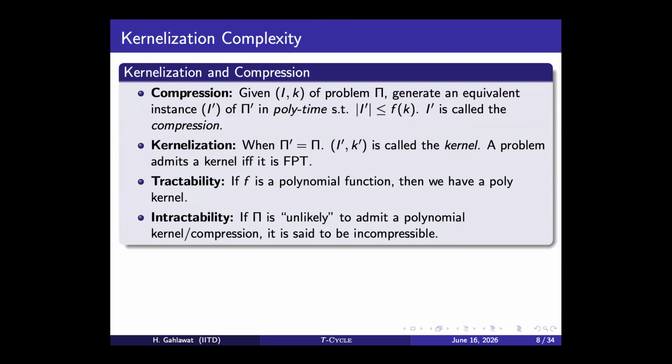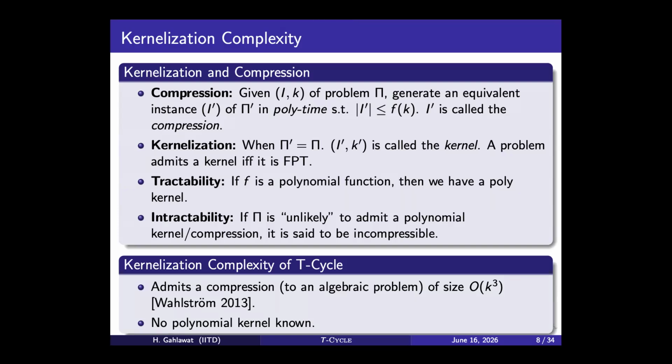Now, what we want in kernelization, there is a notion of tractability and intractability. If a problem is FPT, we know that it will admit some kernel. But what we want to achieve in kernelization is a polynomial kernel. You want that this size, that is function f, that captures the size, should be polynomial. And the notion of intractability is if it is unlikely to admit a polynomial kernel or compression, then we say that our problem is intractable.